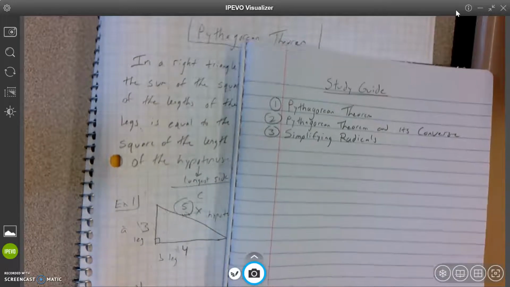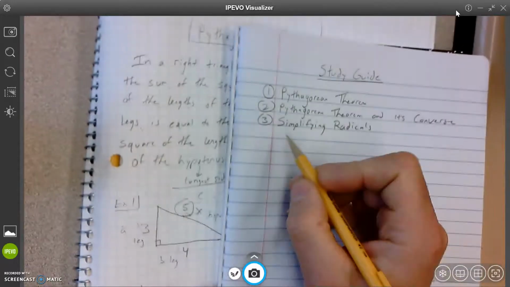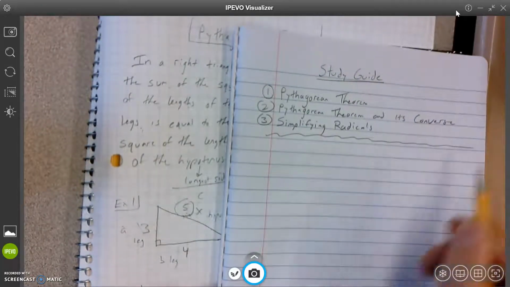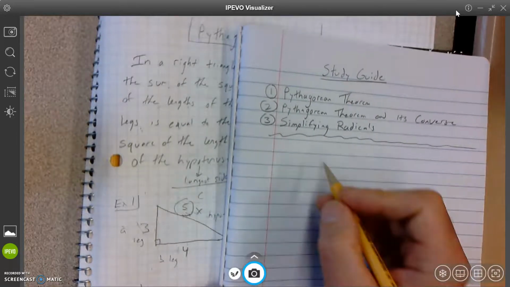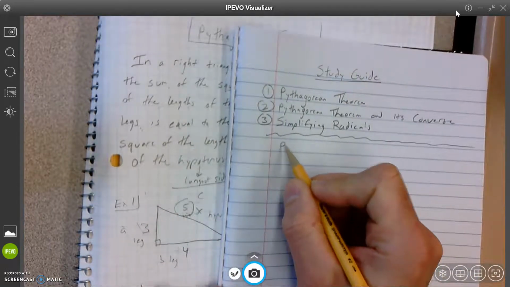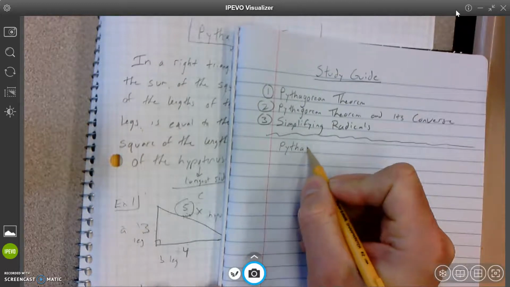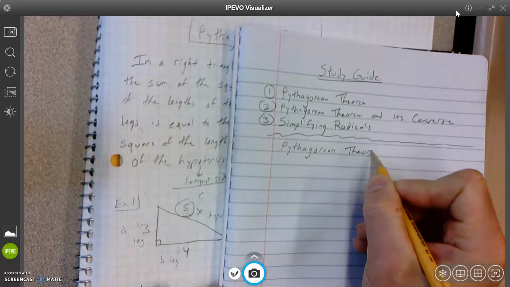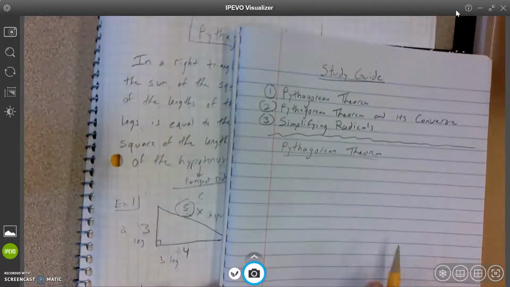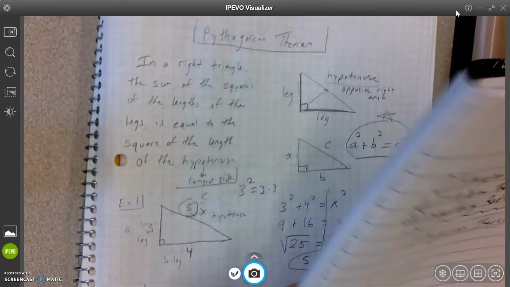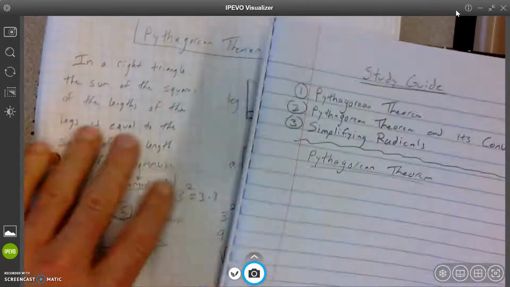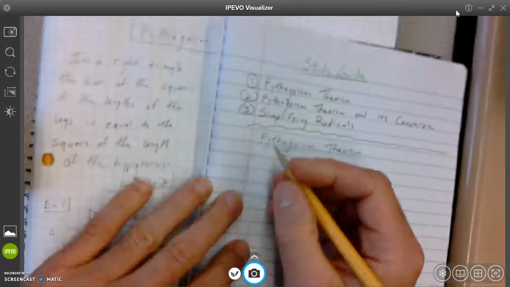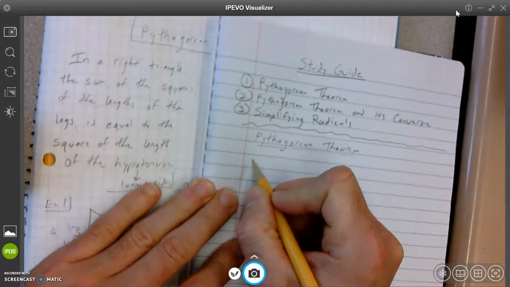So each section is going to be like a page dedicated to it, or more than one page dedicated to each. So the first thing is the Pythagorean theorem. We're going to go over that first. And I found it in my regular notebook right here. So what am I going to do? I'm going to write this again, and you do this with me.